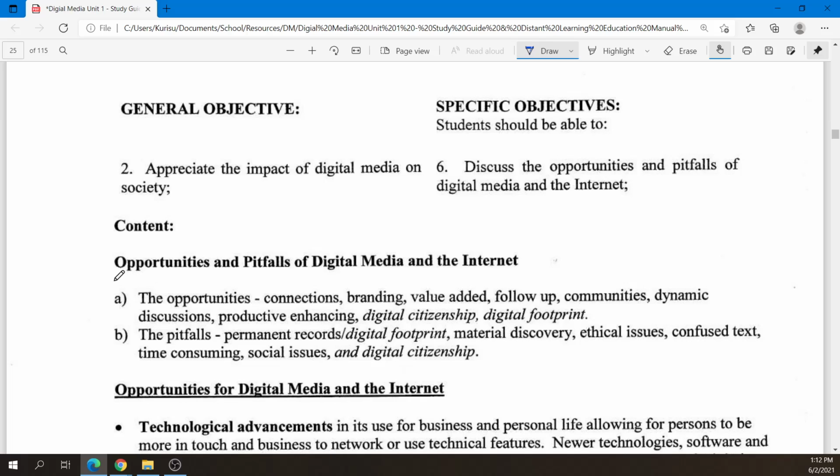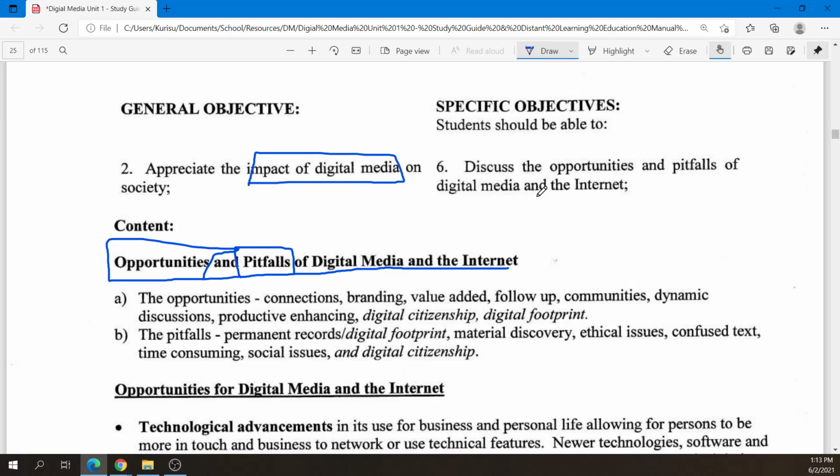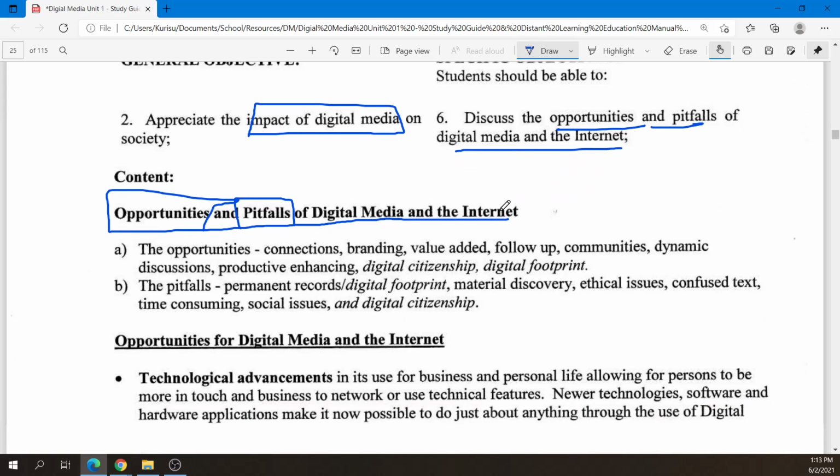So this objective is the opportunities and pitfalls of digital media and the internet. So you're a digital media creator. What are the opportunities that you have? But what are the pitfalls of being a digital media creator or having an interest in digital media? So we're going to be looking at how we can appreciate the impact of digital media, and the specific objective is discussing the opportunities and pitfalls of digital media.